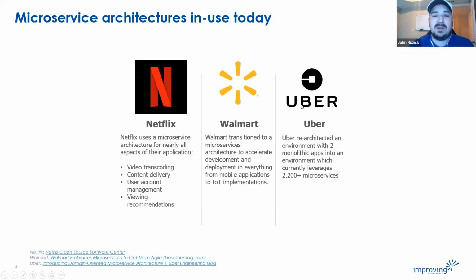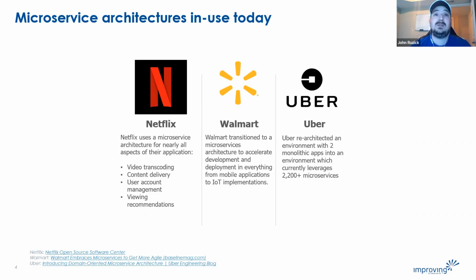So, some microservice architectures in use today. I'm sure you've heard all about these. Netflix is probably the biggest, most complex, and most famous, with how they're able to stream and service millions of customers, billions of minutes and hours of content every single day, every single year. Being able to scale that load with a microservice architecture has enabled them to be as successful as they are. A company you might not think of as cutting edge, Walmart, has actually embraced microservices and transitioned a lot of their applications to a microservices architecture. They're accelerating their deployment and development for everything you can think of, from their mobile app to IoT implementations.